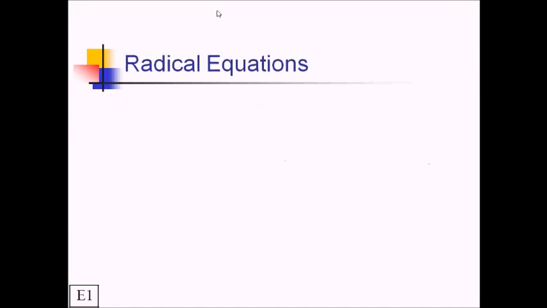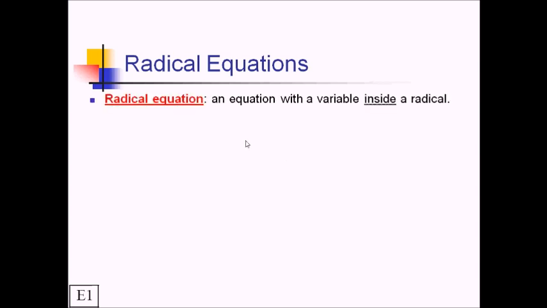Before we try to solve a radical equation, we should probably define what one is. It's not just any old equation that has a radical in there somewhere. A radical equation is an equation with a variable inside a radical. So, for example, 4 plus the square root of 15x plus 1 equals 0. The x is inside the radical, so this comes with special rules that we have to follow.